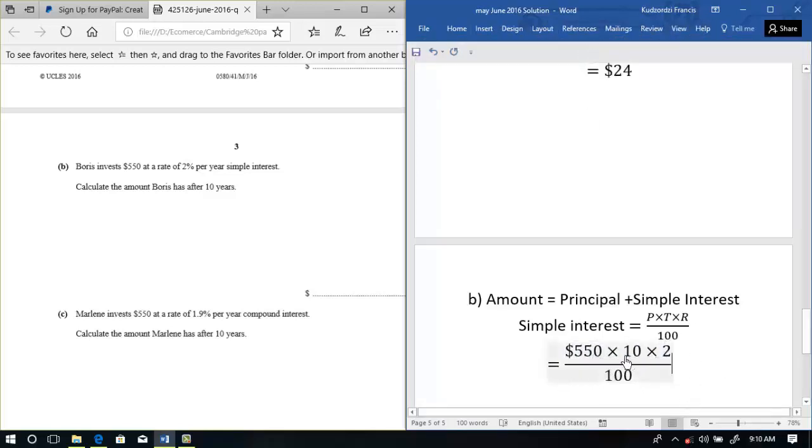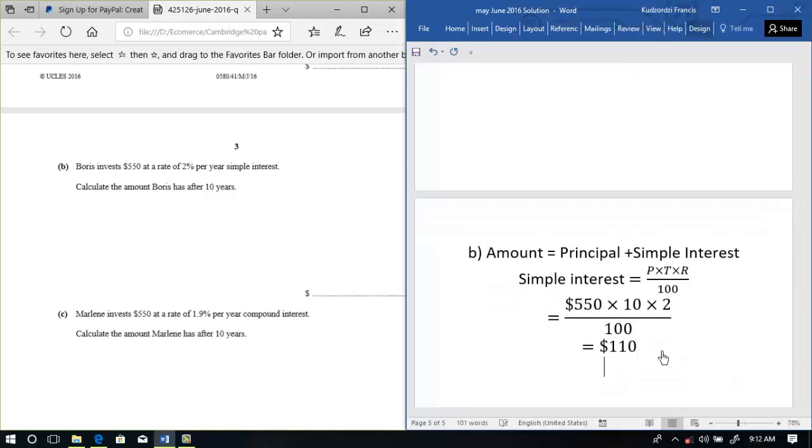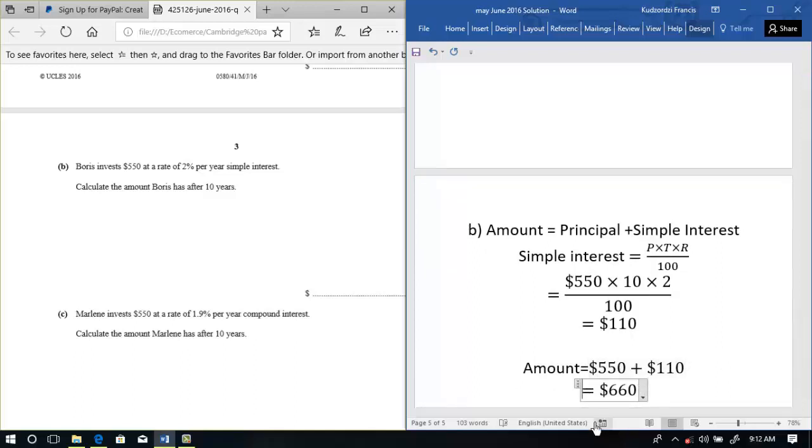So you can simplify this. 10 will go here 10 times, 10 will go here 55, so 55 times 2 will give us 110. So the simple interest is $110 for the 10 years. So now the amount becomes $660 for the 10 years.